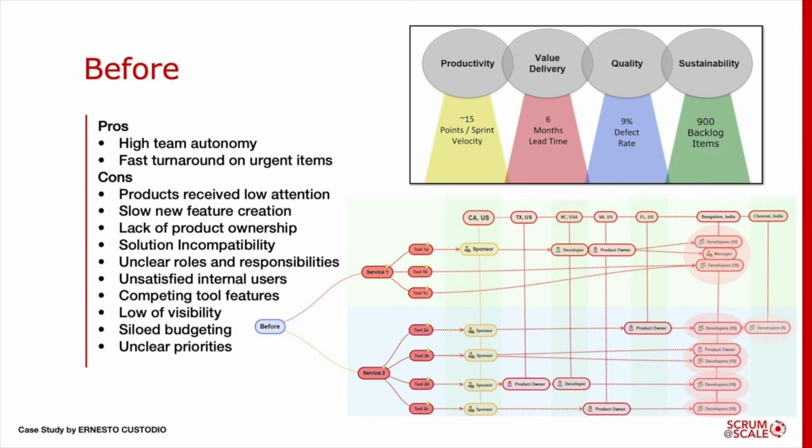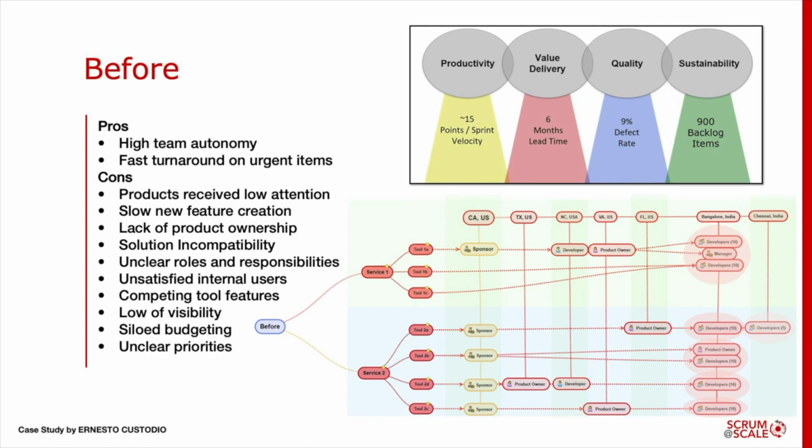Some tools did not have a product owner, and other tools did. Some of them were directly connecting with the customer or the sponsors. So there was inconsistency across the different teams that we were trying to work on this solution. The pros were that the teams had high autonomy, and that brought about a lot of flexibility that allowed them to respond quickly to change and urgent issues. But the cons were many.